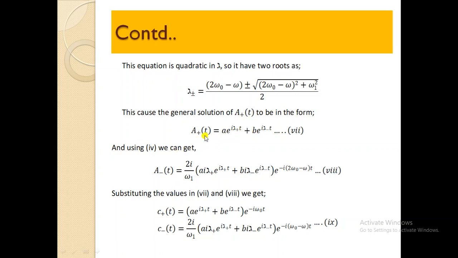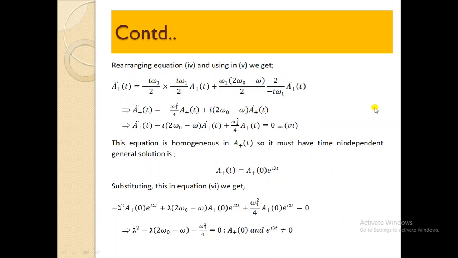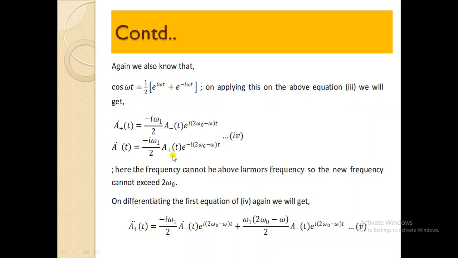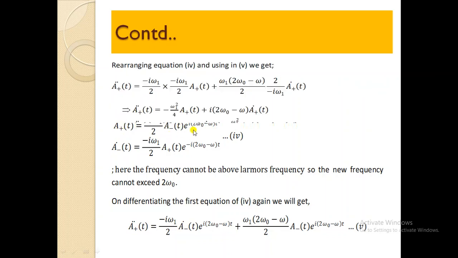Again, using IV, we can get what we found in IV. In IV we found the relation between a plus t and a minus t. You can see here we have a relation between a plus t and a minus t. So if we have found a plus t, then we can find its derivative, take the first derivative of a plus t, multiply by some term, rearrange this, and then we will find the value of a minus t also. So we have done that here.